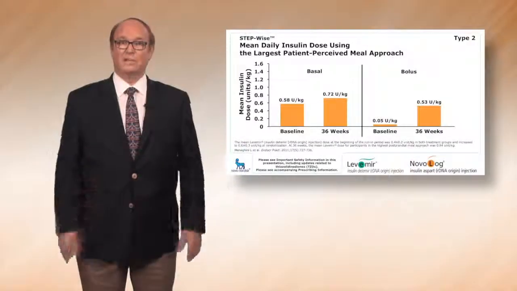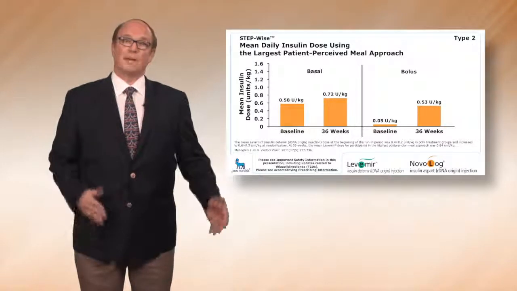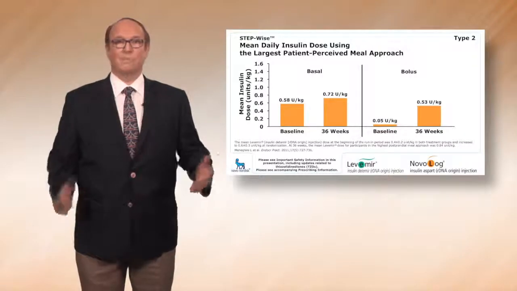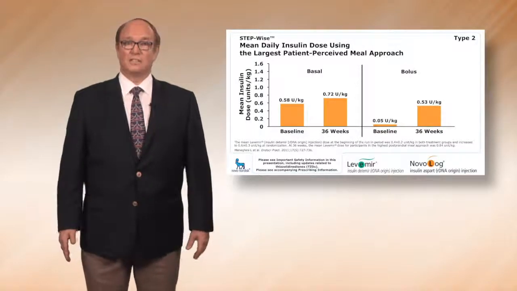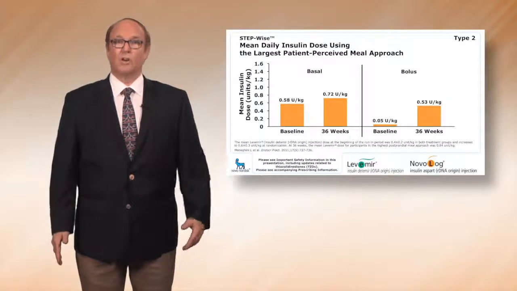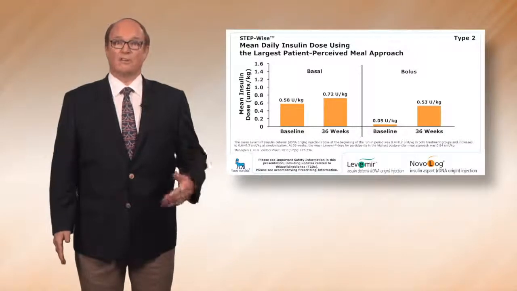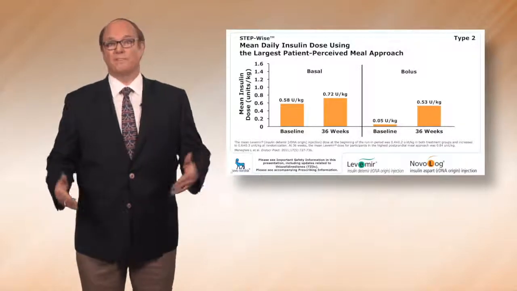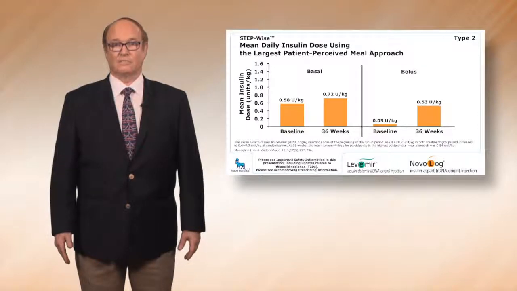At 36 weeks, the basal to bolus dose ratio was 1.4 in the patient-perceived largest meal approach, consisting of 58% basal and 42% bolus. By week 36, 42% of the total daily insulin dosage on average was bolus insulin administered at mealtime, consistent with our earlier discussion in which we noticed that bolus insulin can account for up to 50 to 70% of the total insulin dose in some patients.